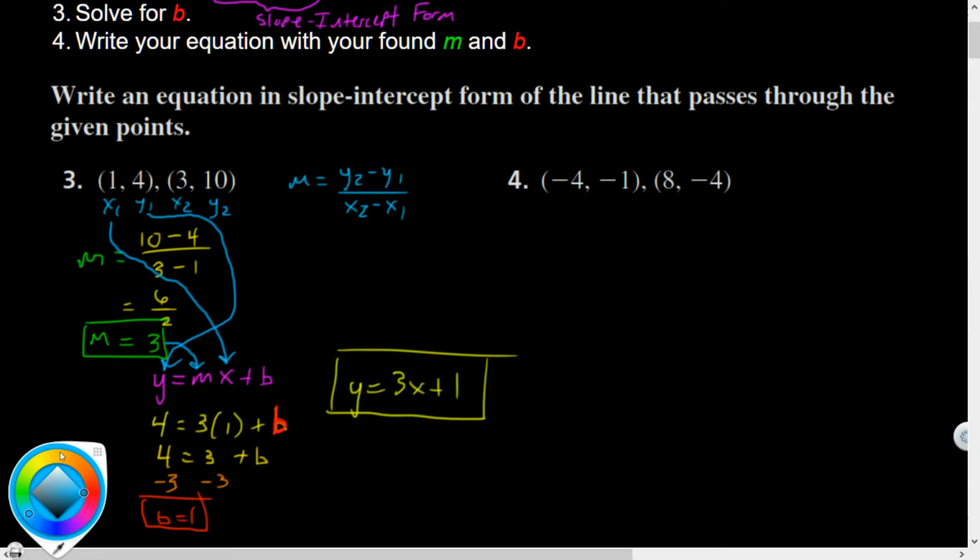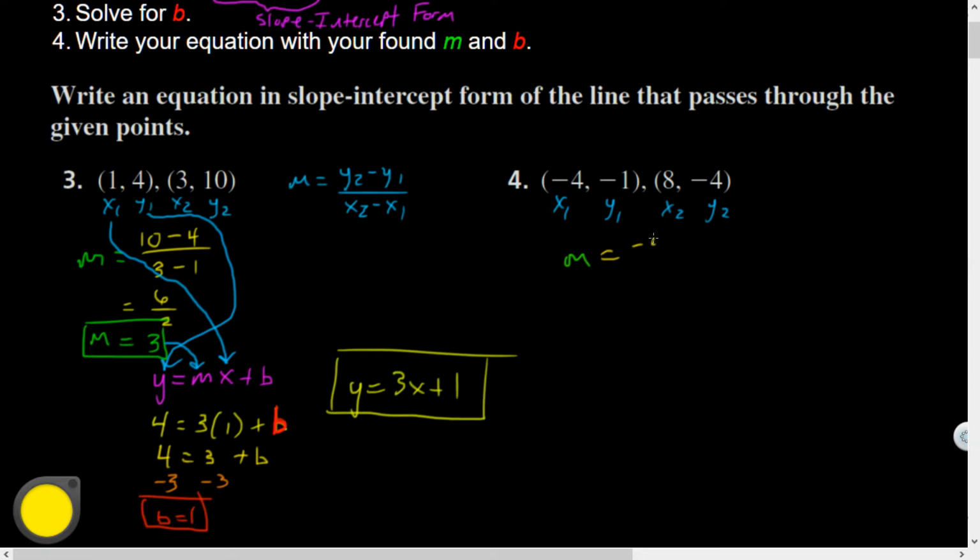All right, let's do this next one speed quick. Even if maybe you don't even write this next one down, just follow along, all right? So first thing I'm going to do, find the m. I'll label my points: x1, y1, x2, y2. All right, and I'm going to find my m. M is equal to -4 minus -1 all over 8 minus -4.